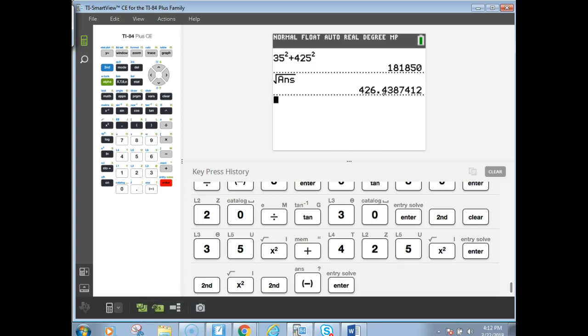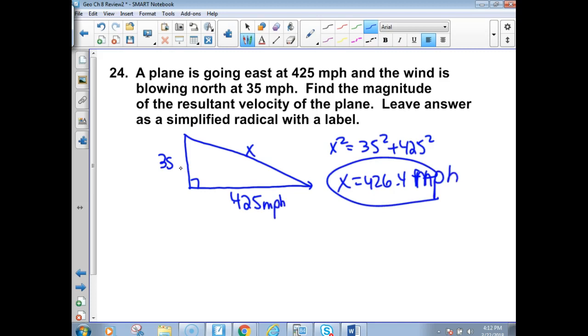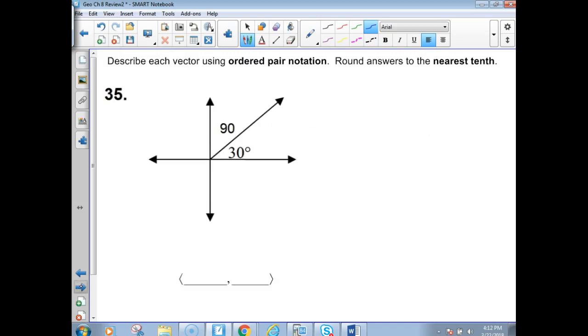Got 426.4 feet. Oh, nope, that's miles per hour. It's got to have the same label as those vectors, and I was corrected, so I forgot that's in miles per hour. And no, you do not need simplified radical form. The label, definitely, miles per hour.